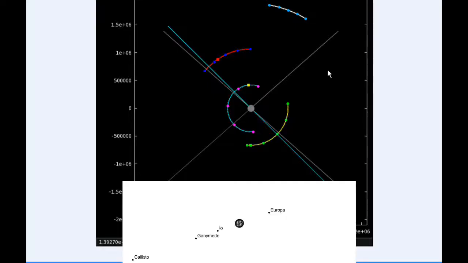At 0 hours UTC, Io begins the day in quadrant 2, heading west. Europa starts the day in quadrant 4, heading east. Ganymede spends most of the day in quadrant 2, heading west. And Callisto spends all day in quadrant 2, heading west.